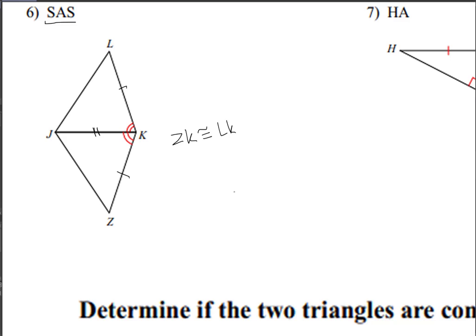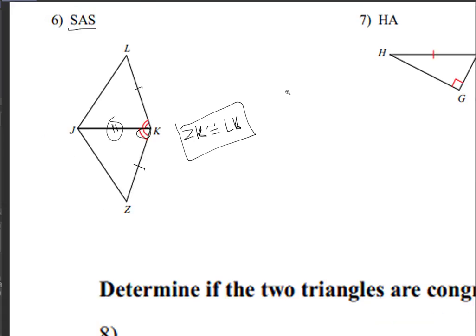If we know that ZK is congruent to LK, and this should be a capital K, sorry, then we know that those two are congruent because we already had a side, then we'd have the angle, then we'd have our final side, okay? So we need ZK is congruent to LK.